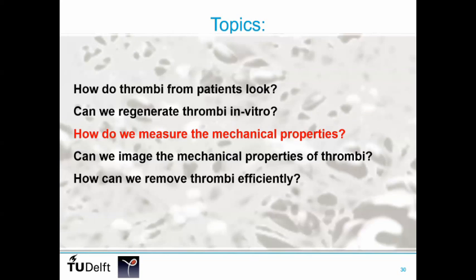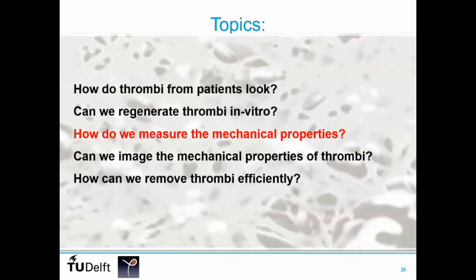And last question, you mentioned retrievers. They work well, but they don't often get the complete thrombus out. Can we make them more sticky? How would we do that? I will come back to that later, maybe at the final part.